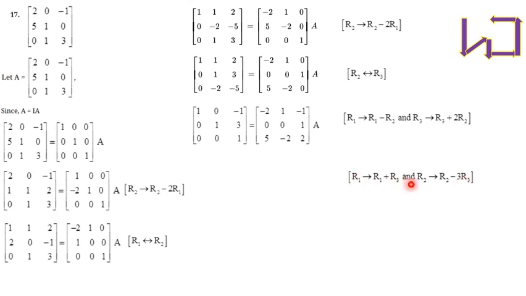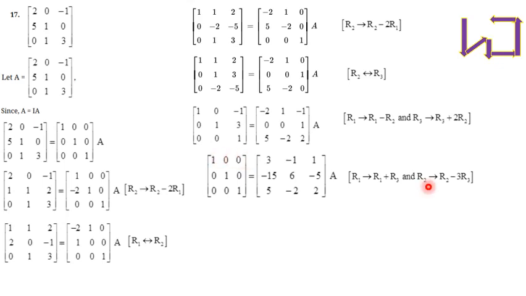After doing this transformation, the matrix will go like this. R1 changes to R1 plus R3. That is 1 plus 0, that is 1. Next, 0 plus 0 becomes 0. Minus 1 plus 1 becomes 0. So R1 is changed.